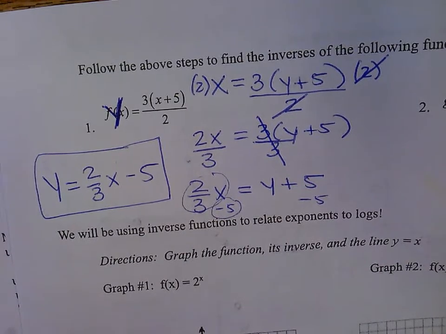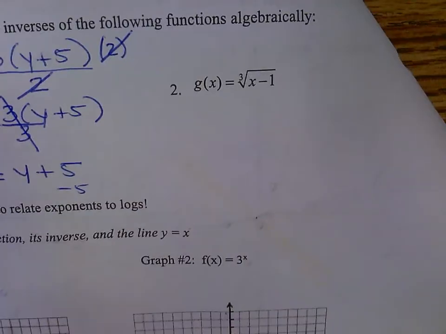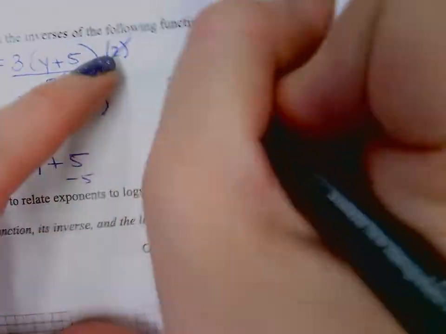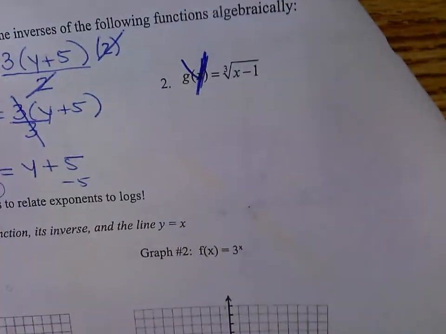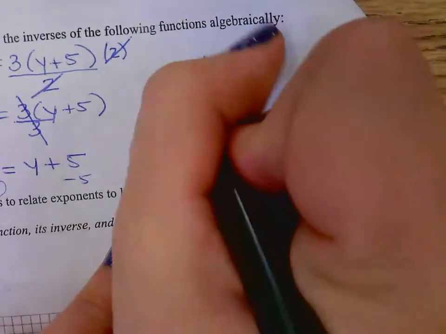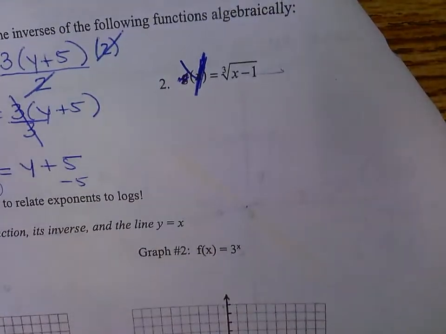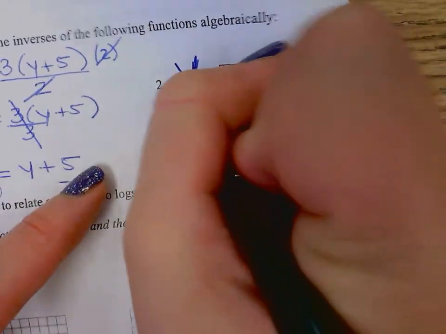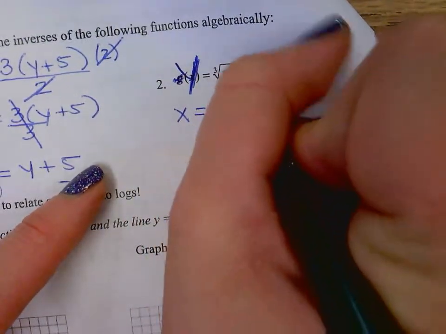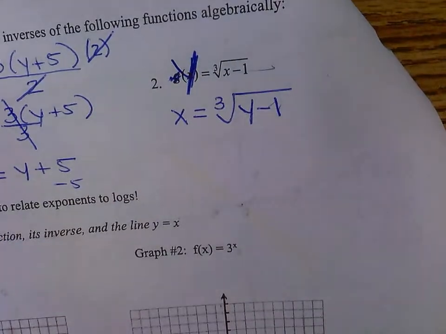All right, so I don't see a y. My first step is to put y over the g of x. So y equals, this is gone, this is just y equals cube root of x minus 1. So I'm going to switch x and y. So x equals the cube root of y minus 1.